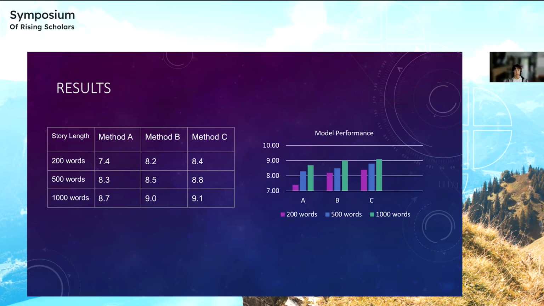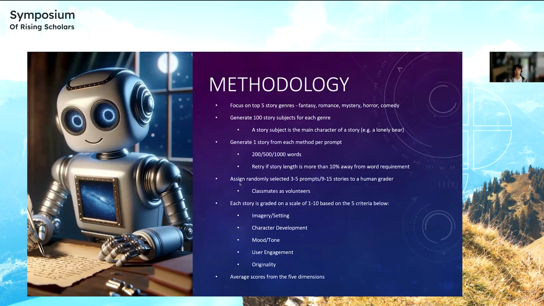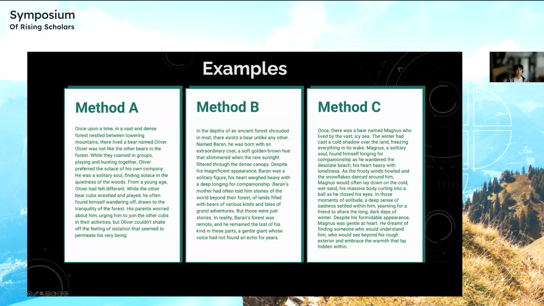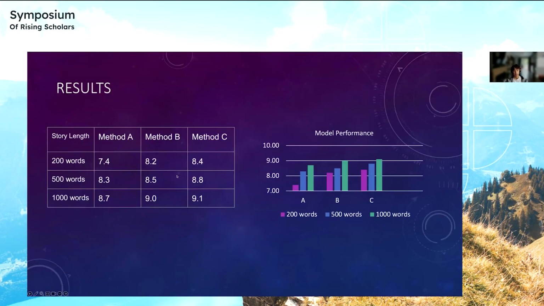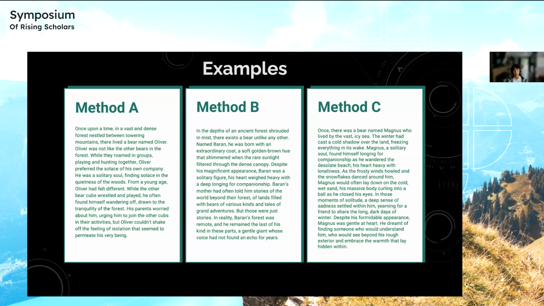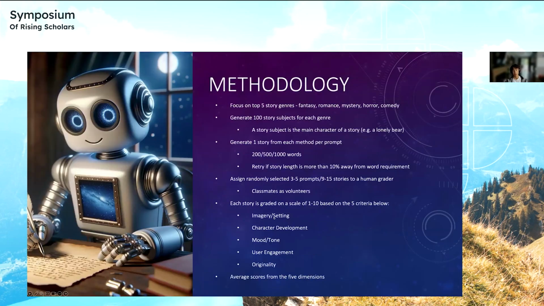So as I mentioned before in my methodology, each story is graded on a scale of 1 through 10 based on the 5 criteria below, all of these. And then you just average them out. So that means for these scores, let's say method A in 200 words, it means that on average, method A got a score of 7.4 in terms of its imagery and setting, character development, mood and tone, user engagement, and originality.